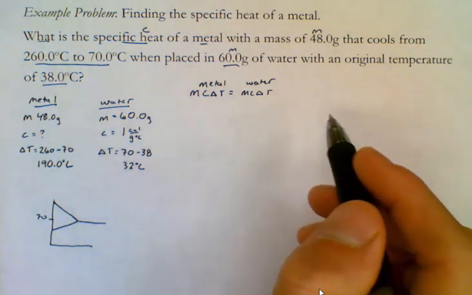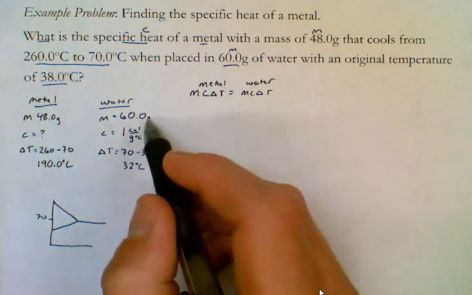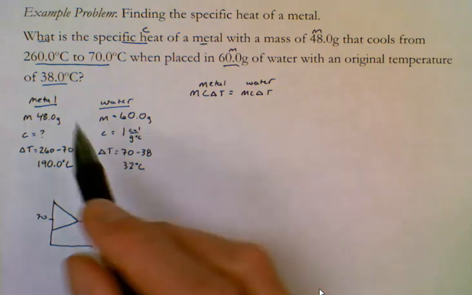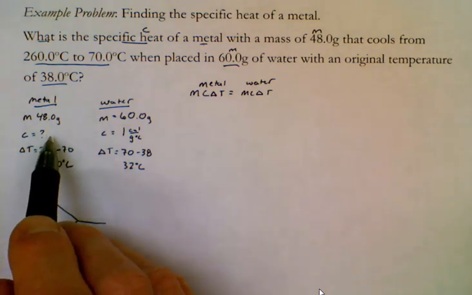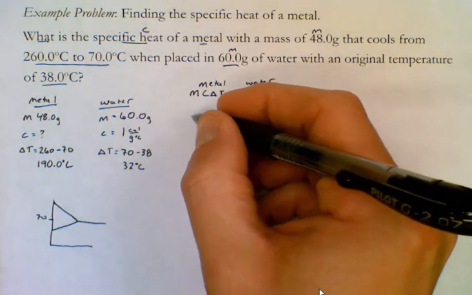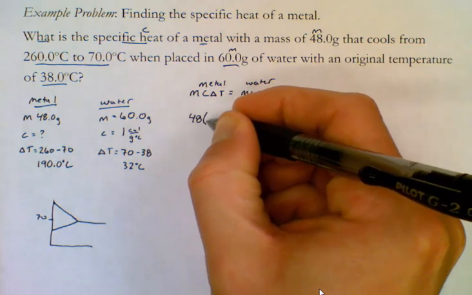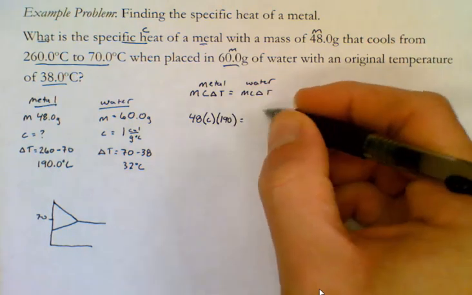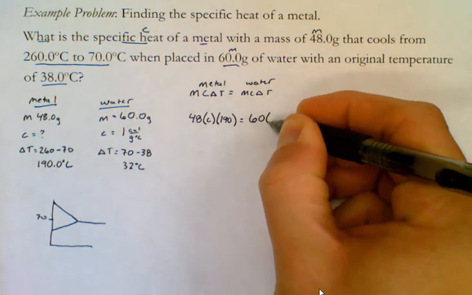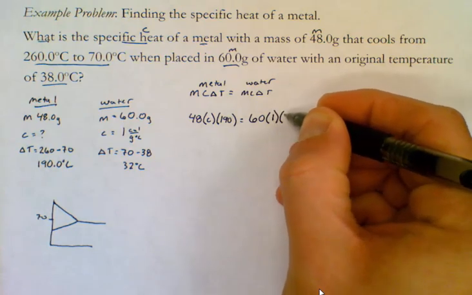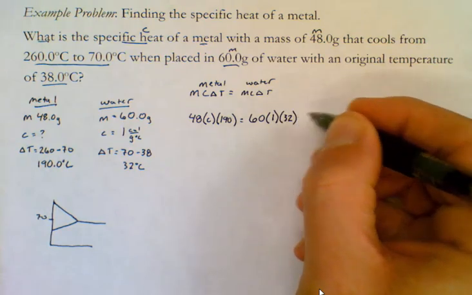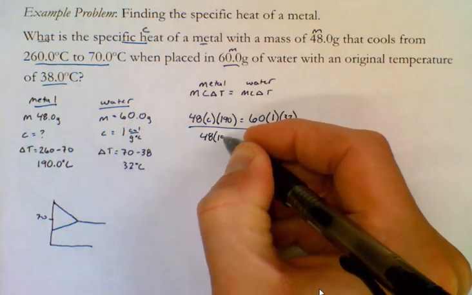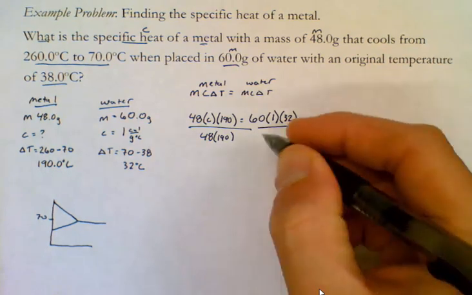For simplicity's sake, I'm going to omit the units as I plug numbers in, but if you do include the units, all units will cross off except for the one that you need, and that unit will be calories per gram degree C. So without those units, it's 48 times C times 190, which is equal to 60 times 1 times 32. I need to solve for C, so I need to divide by 48 times 190. Do that on both sides.